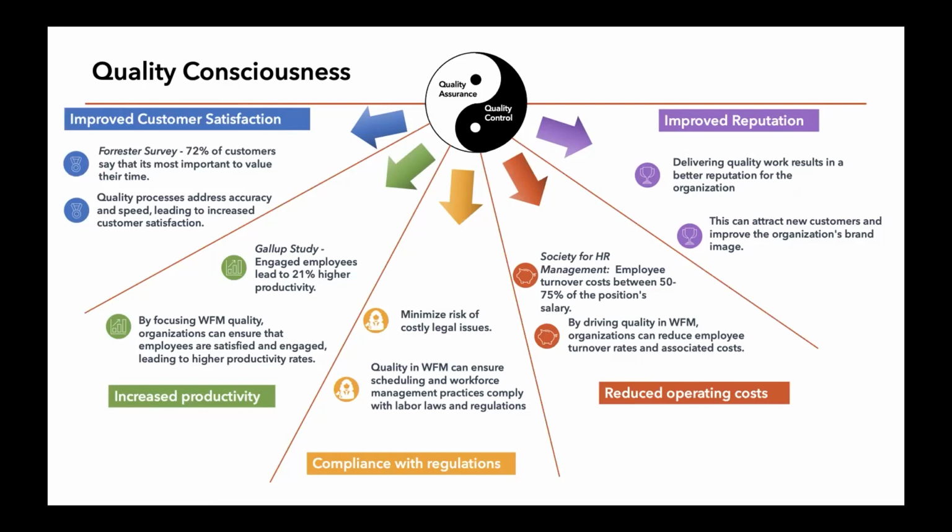Increased productivity. A Gallup study says engaged employees lead to 21% higher productivity, which means that if you have the right KPIs for your team members, they're pretty clear what they're expected to deliver day in, day out. If we have a well-oiled process in place, it's a lot easier for them to work in that environment. There's no confusion or chaos. By focusing on workforce quality, an organization can ensure that employees are satisfied and engaged, leading to higher productivity rates. So that's what I meant here.